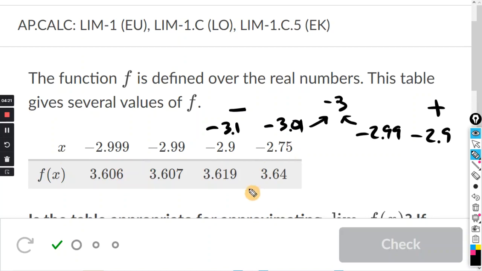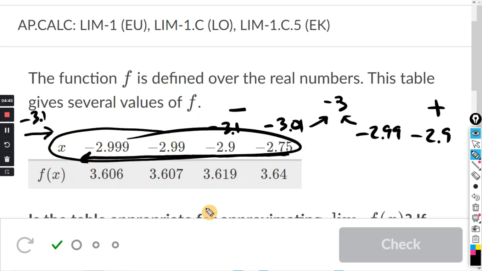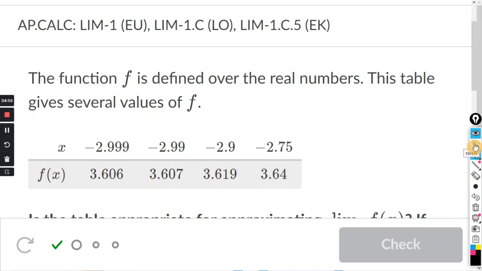Both of these sides are supposed to approach negative 3. Is that what they did here? No, they did not. You can see these x values heading in this direction are approaching negative 3. But they don't have any values coming from the other side that are less than negative 3, like negative 3.1 in my example. So this right here, it's only one-sided. They only have the values of x that are greater than negative 3. That's no good. We're not worried about the values for f of x. The problem here is that it's only one-sided.